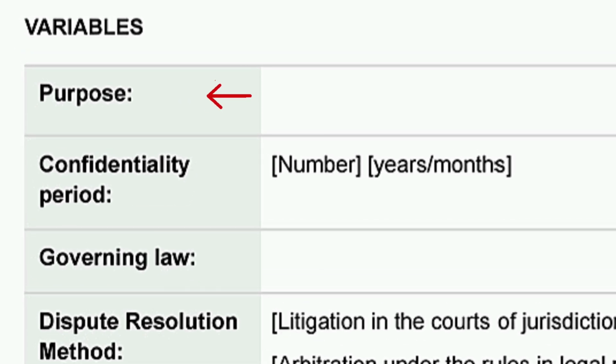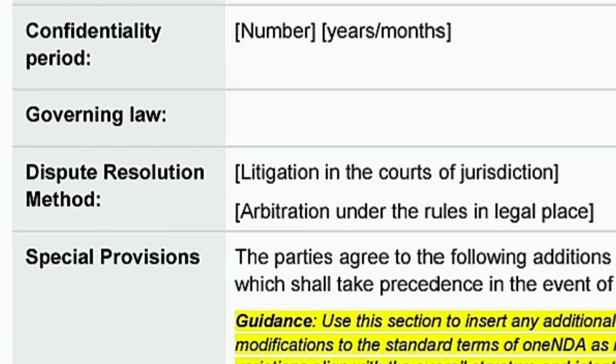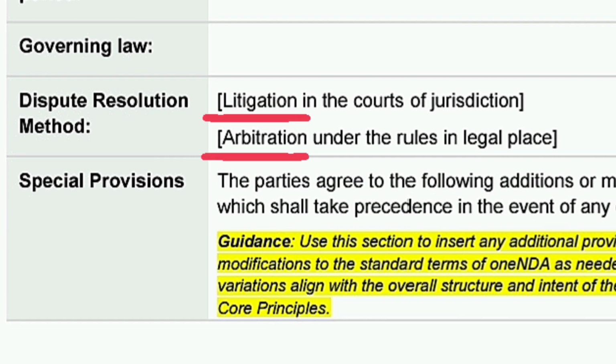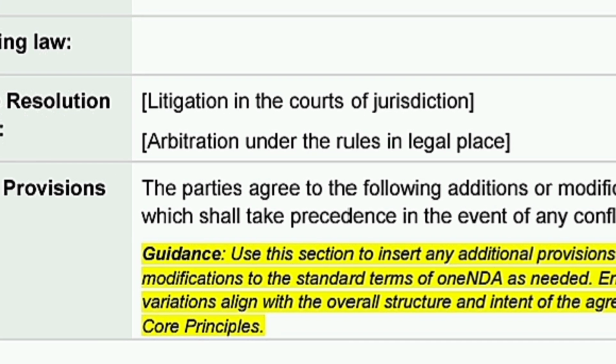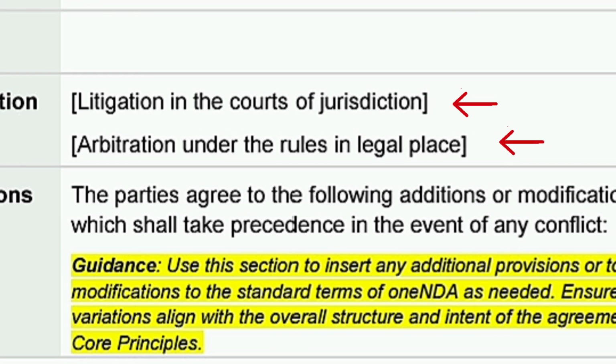Fill in the purpose, confidentiality period, and governing law. Remember that the confidentiality period is the period of time for which the disclosed information must remain confidential from the date the information was shared. It is not the term of the agreement. Here you have the option of choosing either litigation or arbitration in the dispute resolution method. To make it as simple as possible, we've added some guiding words for you to use based on your chosen method.